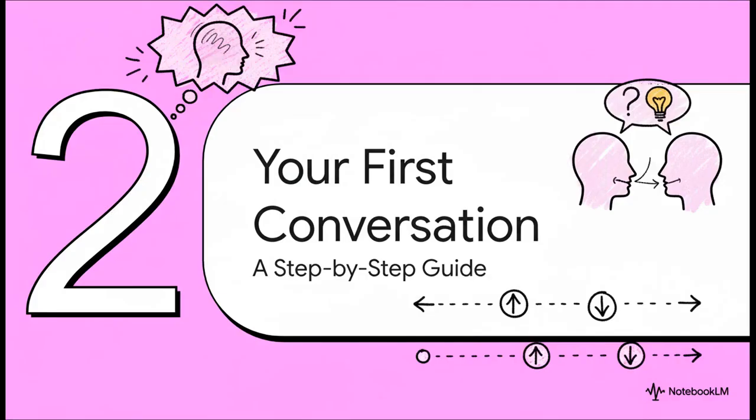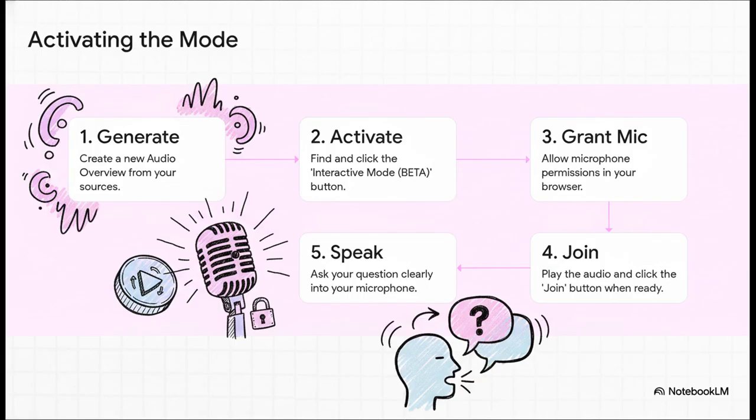All right, ready to try it out? It's honestly way easier than you might think. Let's just walk through the exact steps to get your very first AI conversation started. So it all kicks off with a new audio overview. Once you have one, you'll spot a button that says Interactive Mode Beta. Go ahead and click that.